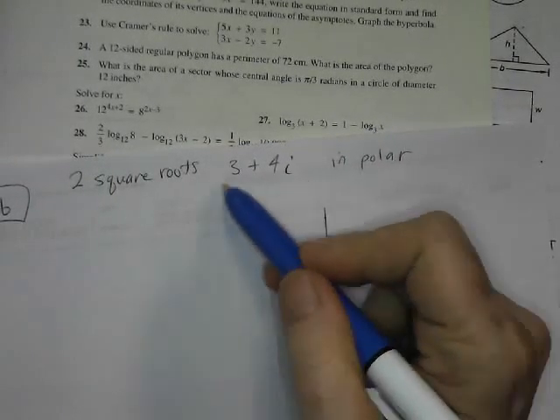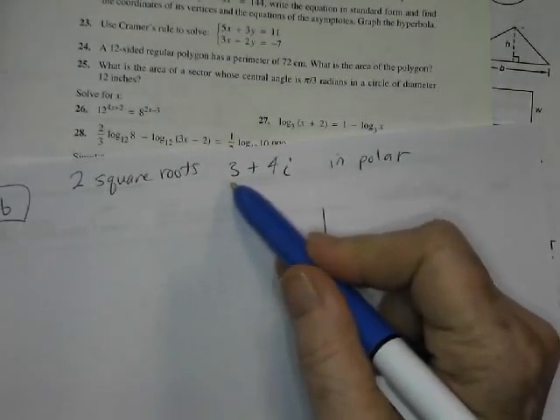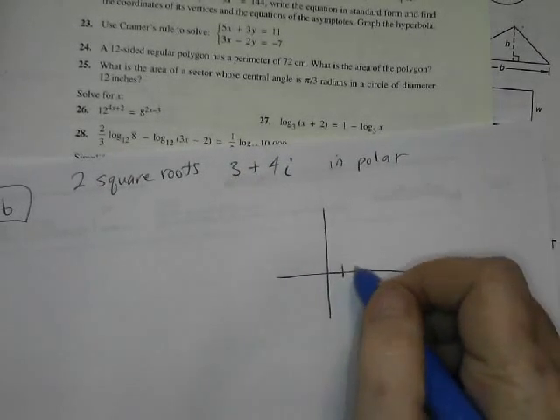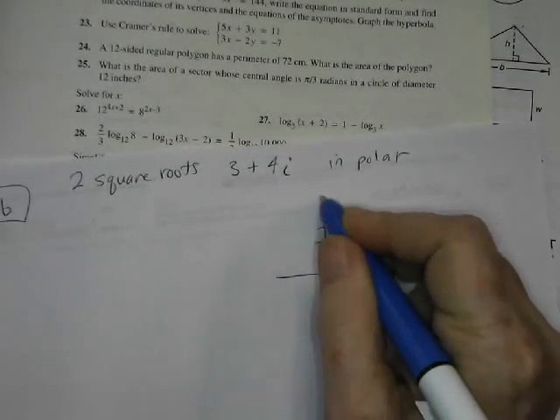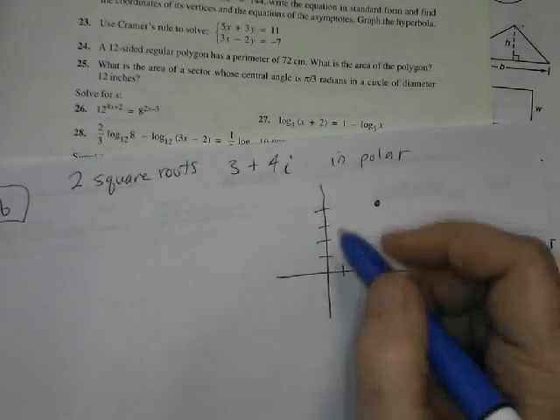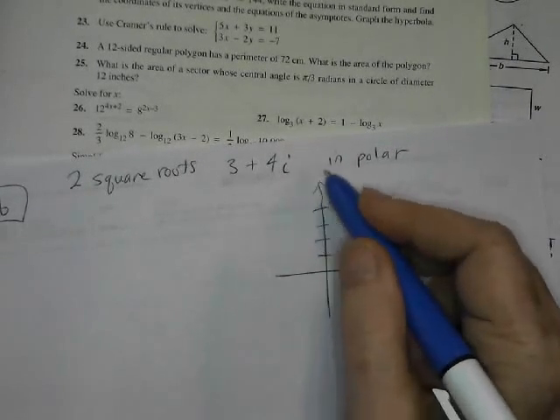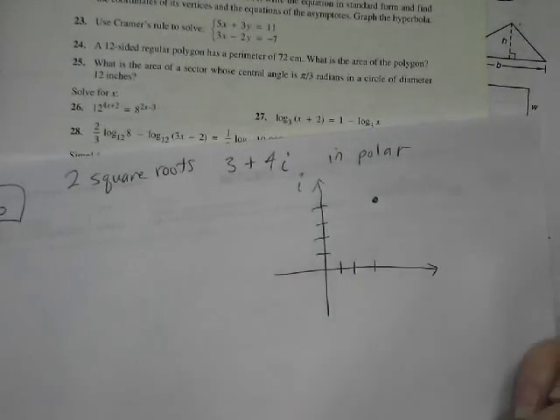So this is rectangular here, so I need to get it in polar. So this first number tells me it's kind of like the x-coordinate. And this one's kind of like the y-coordinate. So this point's right here. We're letting the y-axis be the imaginary axis, and the x-axis is the real axis.